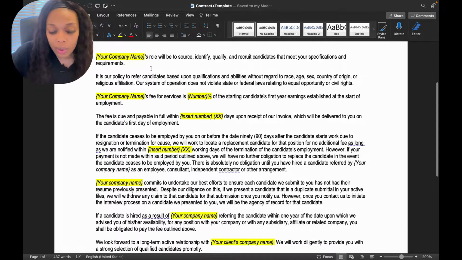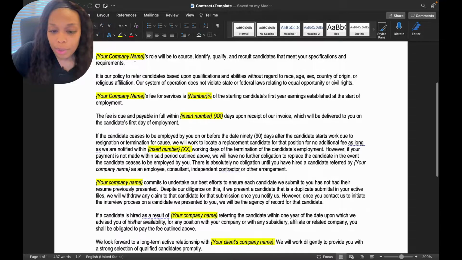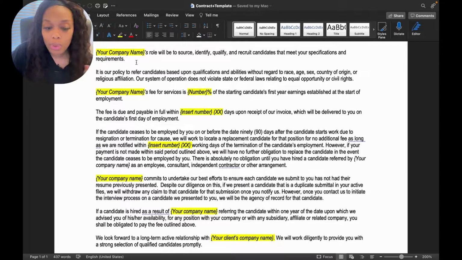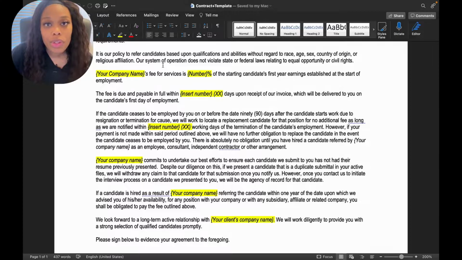So then you're going to go down, and as we get into the contract, again, you're going to want to put your company's name here. And this line basically identifies what it is that you will be doing for the particular company and what role you're going to be playing. You want to make sure that you include some form of a disclaimer in regards to the fact that you will abide by all laws related to civil rights in Title VII as it relates to you speaking to candidates and recruiting them.